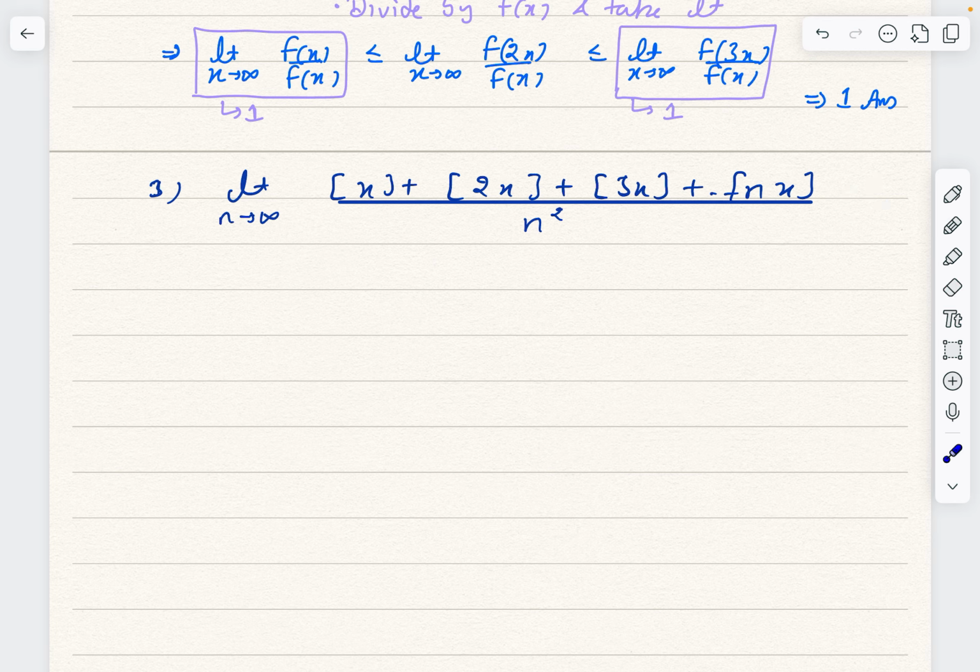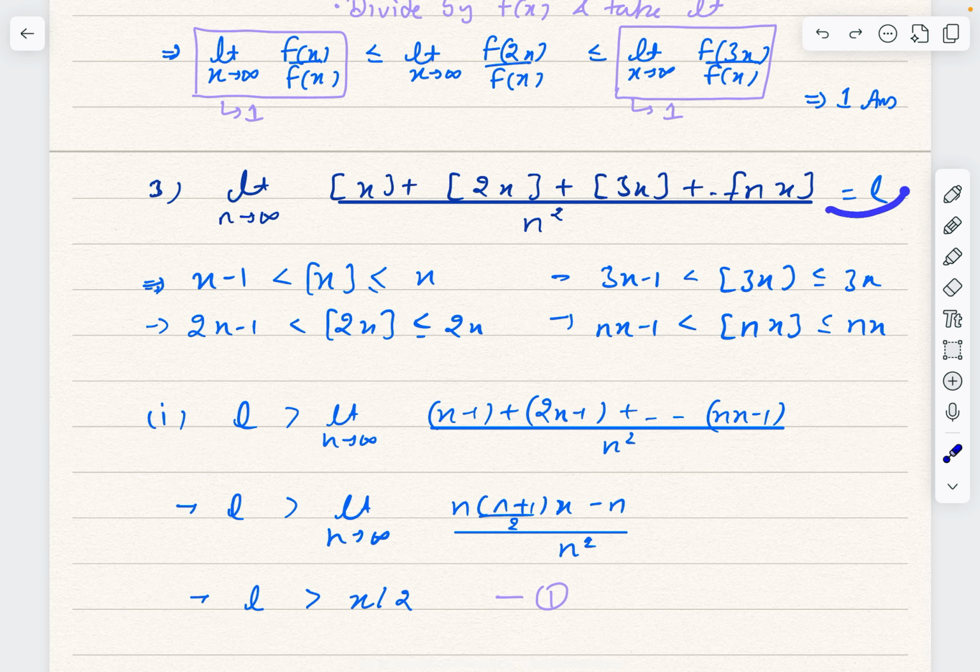So we have the limit as n tends to infinity of [x] + [2x] + [3x] up to [nx], all divided by n squared, where [ ] is the step (floor) function. This limit we have to solve. Give it a try, then we'll start the discussion. Let's try now.